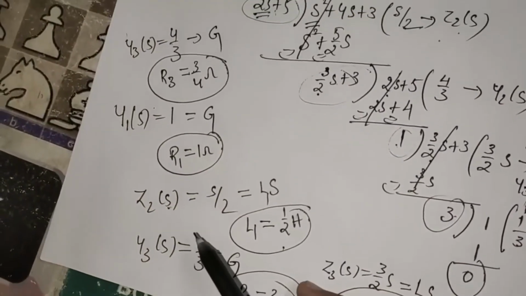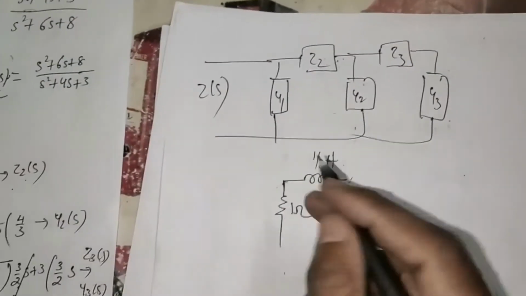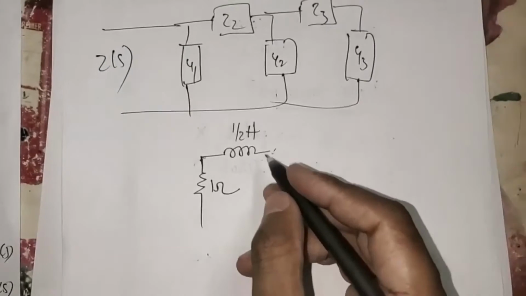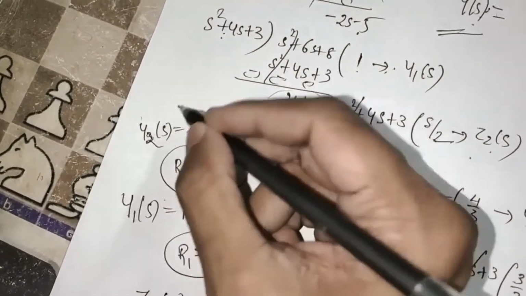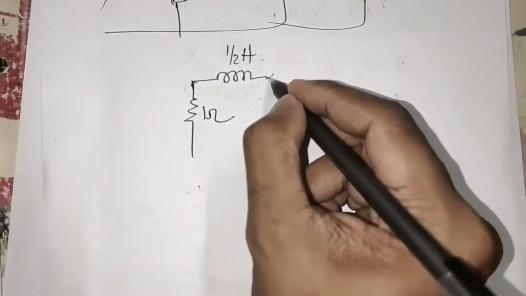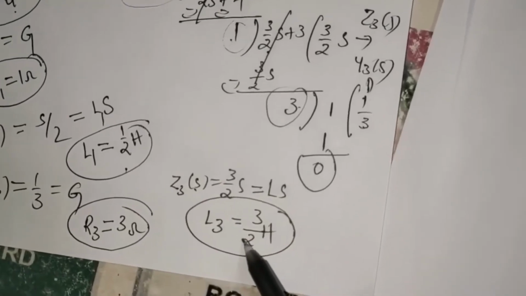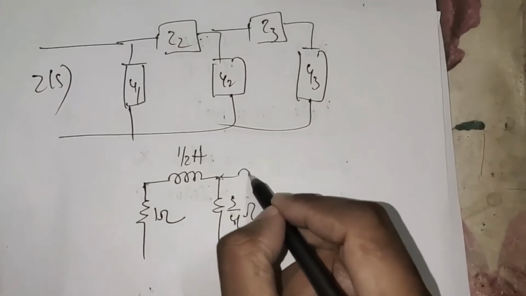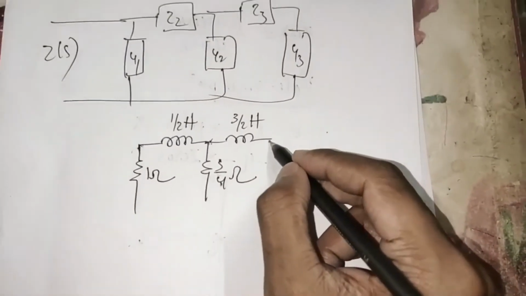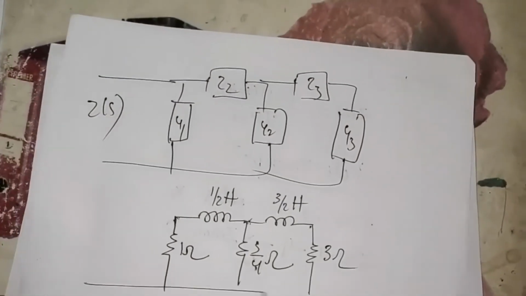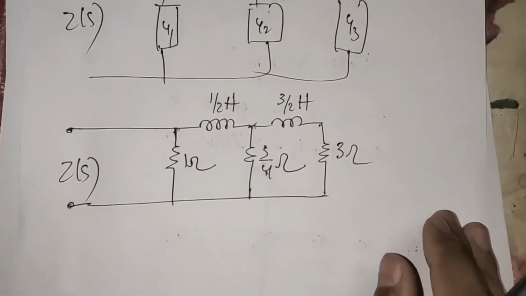Instead of Y3, I got a resistor 3 by 4 ohms. So Y3, Y2, yes, 3 by 4 ohms. This is actually Y2. This is R2. So here 3 by 4 ohms. And Z3, instead of Z3, we have got an inductor 3 by 2 henries. So instead of Z3, I got 3 by 2 henries. And the last Y3, we have got a resistor 3 ohms. So Y3, I have got a resistor 3 ohms. So this is the network obtained after synthesizing the given function using Cauer first form.